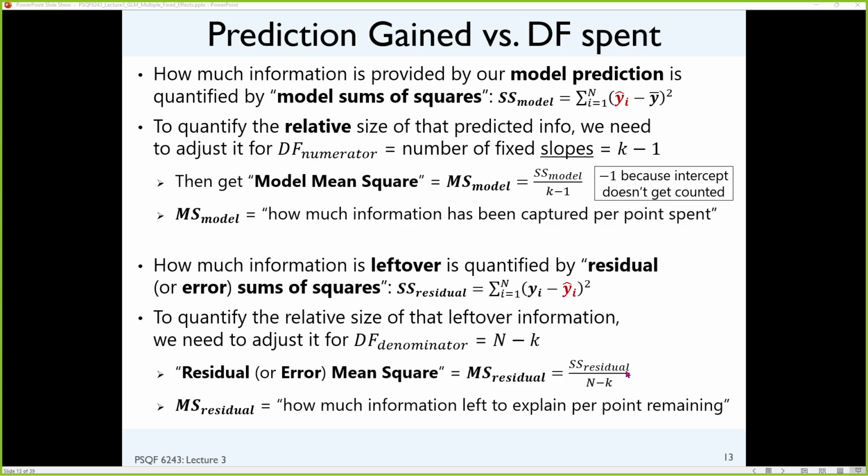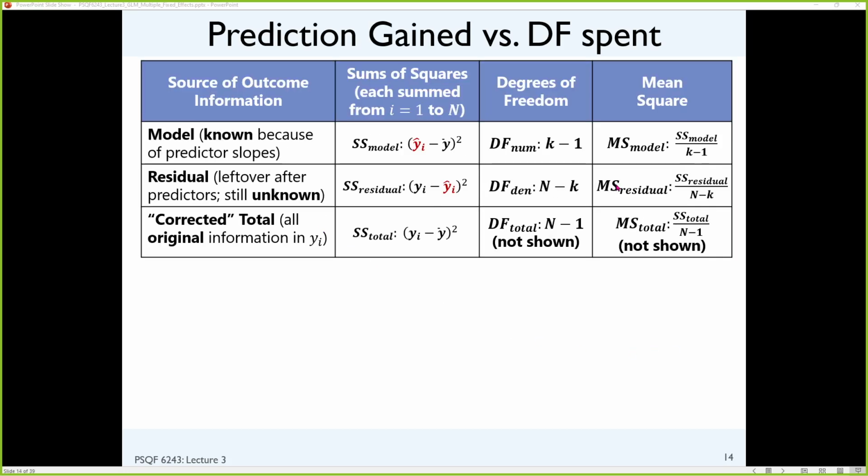So then we end up with a very similar type of ratio, and this is mean square residual, or mean square error, depending on your software. And that is how much information is left over per slope that you could have added but didn't. And all of it gets summarized in this handy-dandy table. So if you use SAS or Stata, you will get a table that looks very much like this one. R separates this table into multiple chunks and prints it out differently. But all three packages will give you all of this information.